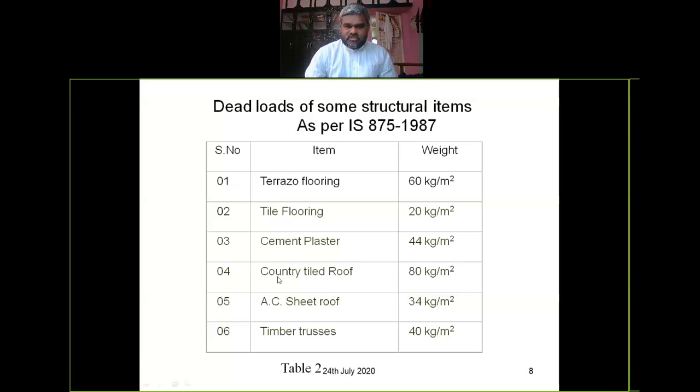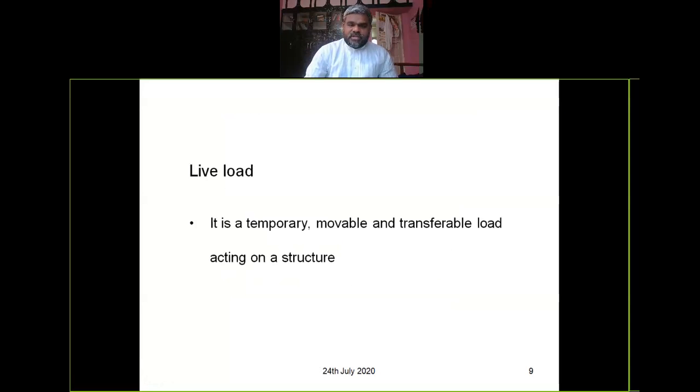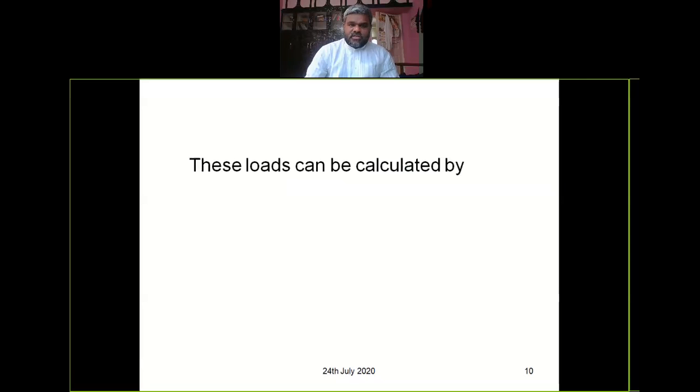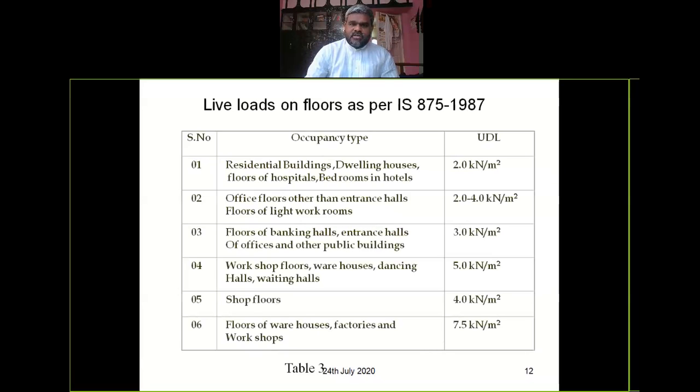Here the highest value is for country tiled roof. Live loads: it is a temporary or movable or transferable load acting on the structures. It includes the weight of the inhabitants, weight of furniture, and stored material. Those loads can be calculated by unit weight, weight per unit surface area, expressed in kg per meter square.